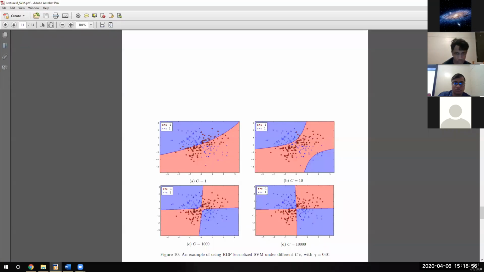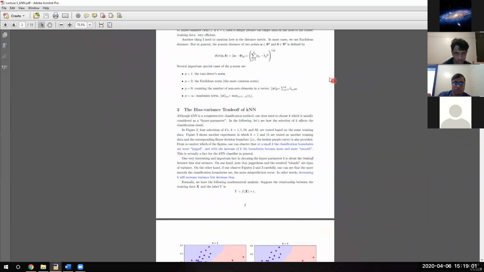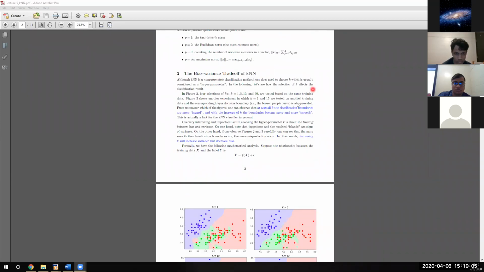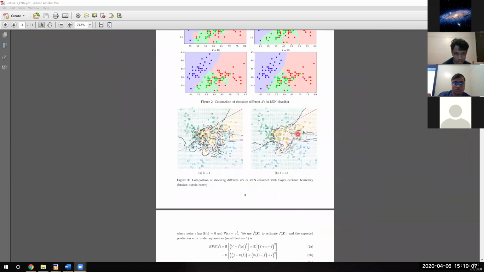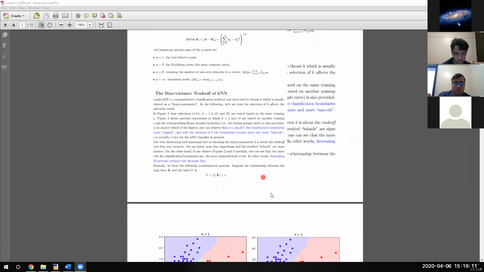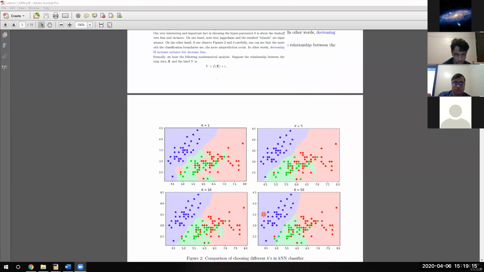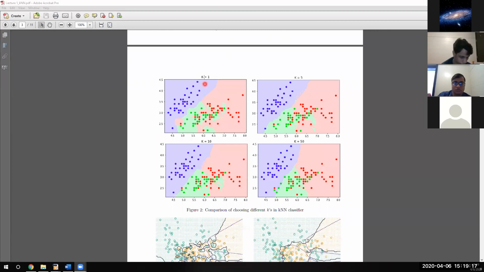Let me show you another one. This is lecture 5, I think, about KNN. You can see here, bias-variance trade-off. In KNN, we have exactly the same thing. How would you choose the K? A different K will give you something very, very different. For example, here K is 1, K is 50. You can clearly compare the difference.